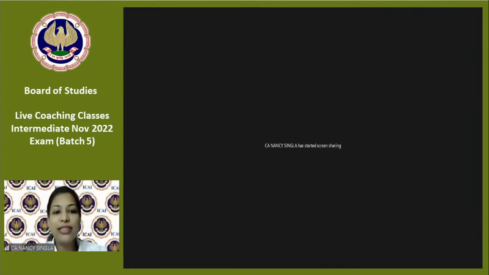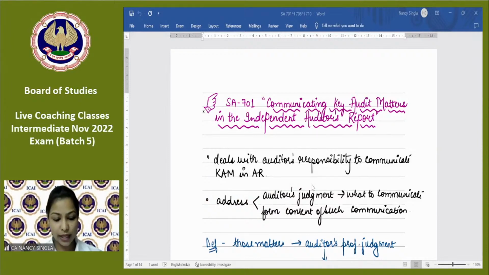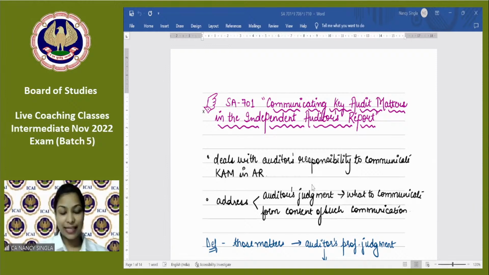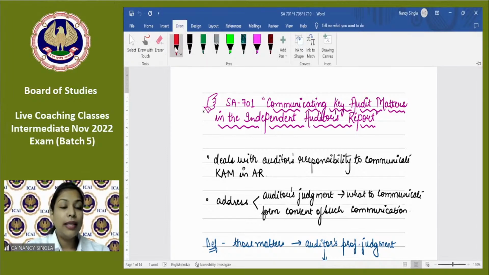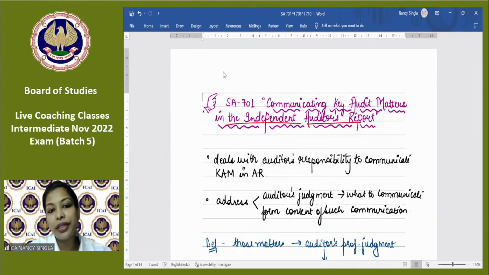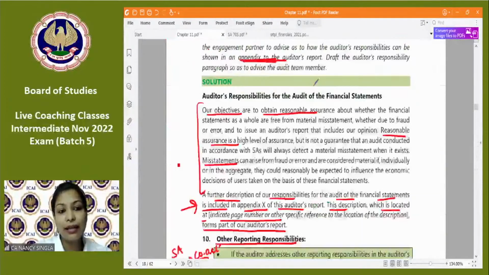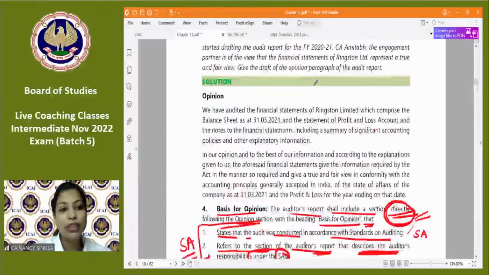Achha. So students, can you view this word file SA 701? Okay. So now let us start with SA 701, communicating key audit matters in the independent auditor's report. So again, this is referring to the independent auditor's report. And students, if you remember, when we did the format of audit report as per SA 700, there was an element which is what? Key audit matter. Let me just show it to you in the module.